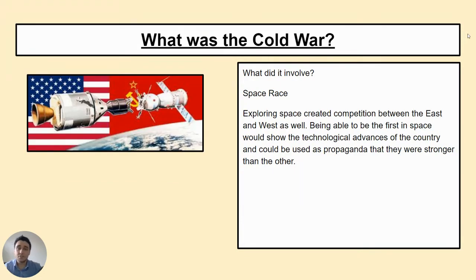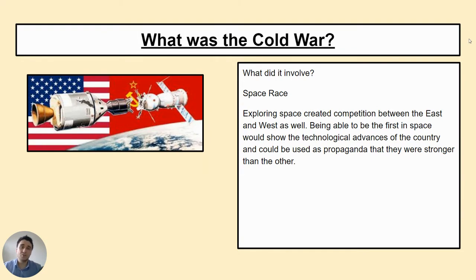What else did it involve? The space race. So exploring space became a competition between the East and West as well. Being the first in space would show that you were more technologically and scientifically advanced than the other side. And it would show a way of promoting your way of life. So, for example, if Russia were able to send a satellite into space first of all, it would show that communism was the best way forward, scientifically and technologically as well. And it was used as propaganda that they were stronger than the other.